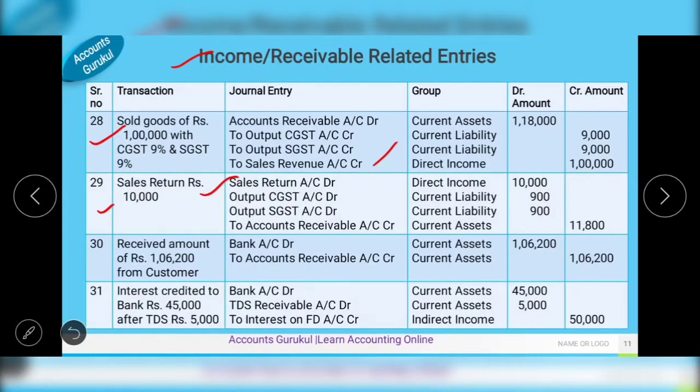Output CGST account debit 900, output SGST account debit 900, to accounts receivable account credit, that's 11,800. So we are crediting the customers with that amount of 11,800. We are reversing our liabilities related to the CGST and SGST, plus we are reducing the income which we booked into the books, with that sales return amount.